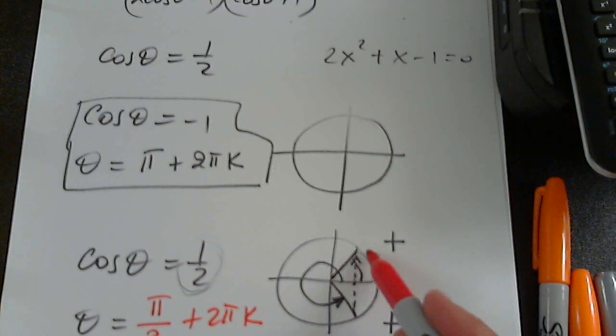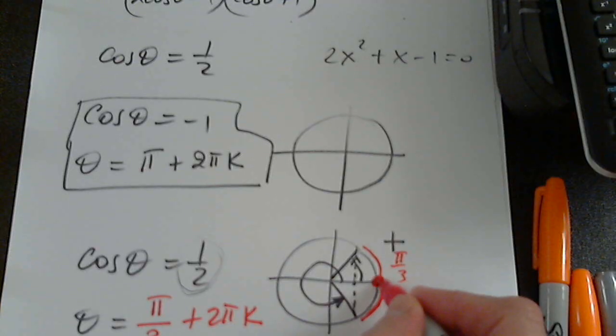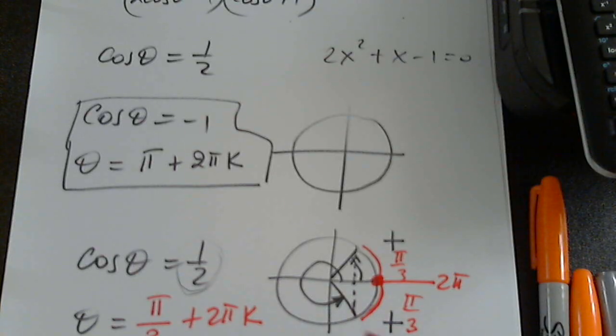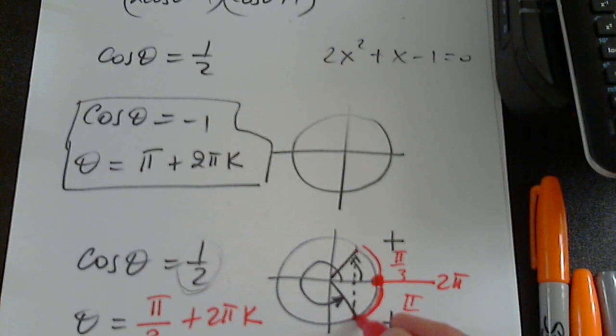And now the other one, remember, if this one is pi over 3, this one has to be pi over 3. It has to be the same reference angle. And this is 2 pi. 2 pi minus pi over 3 will give us the other angle. How much is 2 pi minus pi over 3? So this was the reference angle, pi over 3. This has to be the same reference angle, pi over 3. 2 pi minus pi over 3. 5 pi over 3. That's it.